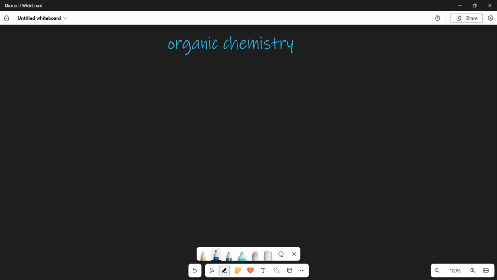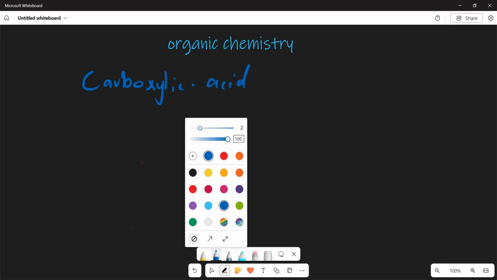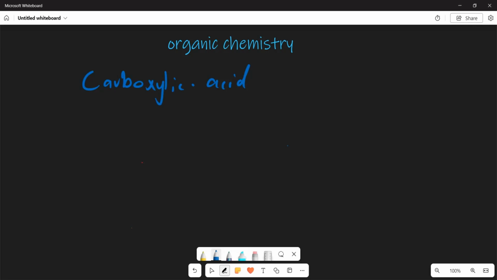Now, firstly, our carboxylic acid. This is going to be our carboxylic acid. Let's reduce that one. What is it that we can take out from this carboxylic acid? Basically, it is going to be like this. It is the functional group of it.